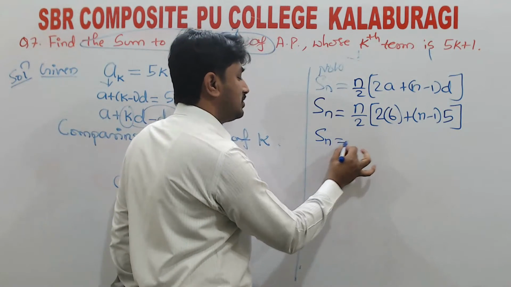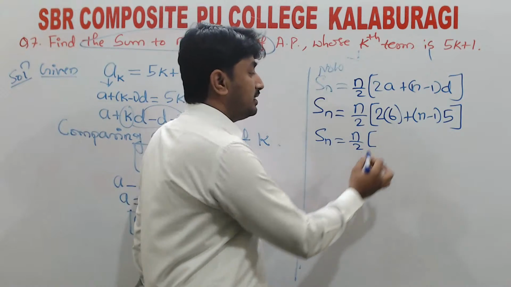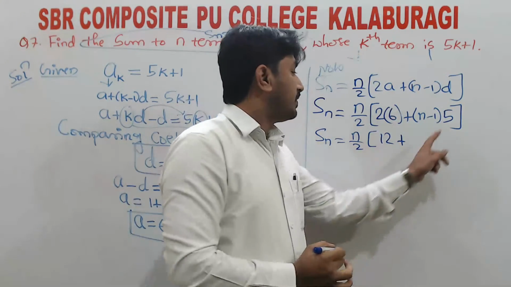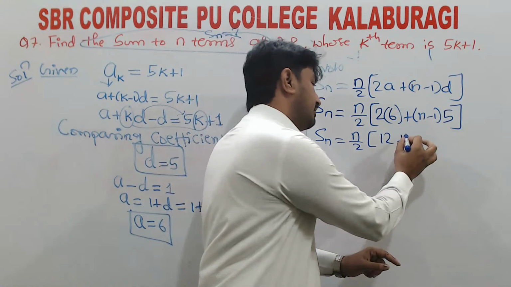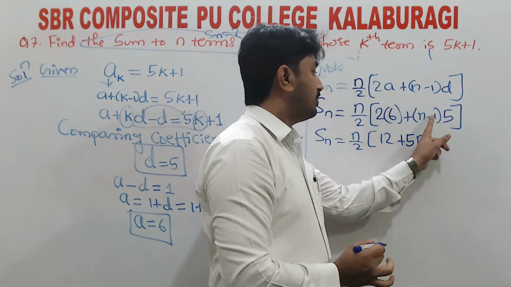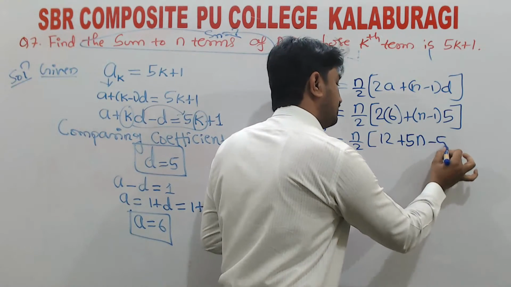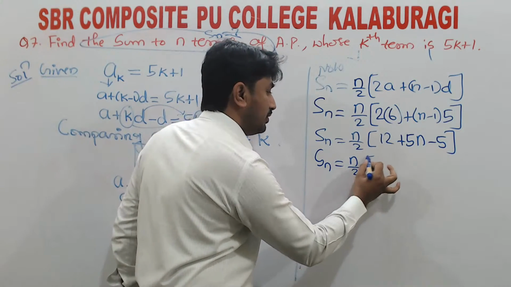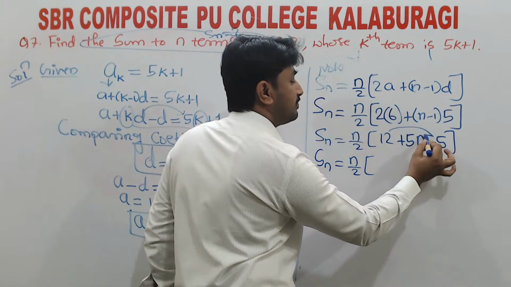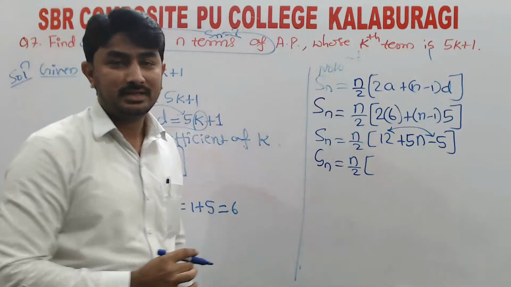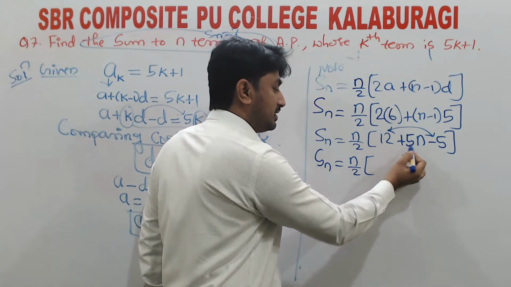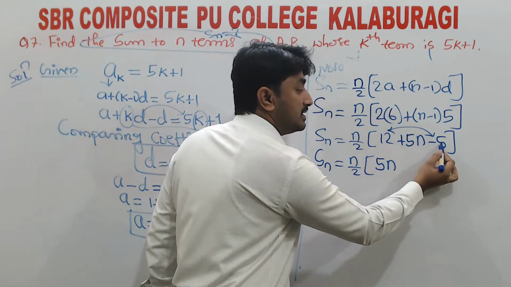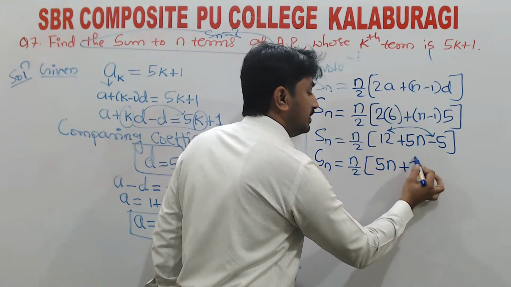Here Sn is equal to n by 2. 2 into 6 is 12. Next, multiplying 5 into n gives 5n. Next, minus 1 into 5 is minus 5. Now Sn is equal to n by 2, and 12 minus 5 is 7, so we get 5n plus 7.